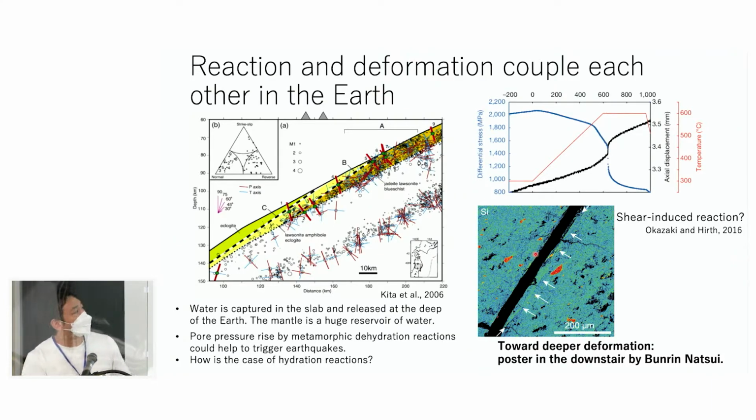That was our story to trigger these earthquakes. So water and dehydration, reaction and deformation are coupled to each other deep in the Earth. But deep means like 100 or 200 kilometers in depth. So this water cycle and the deformation of the Earth and the seismicity are all coupled.